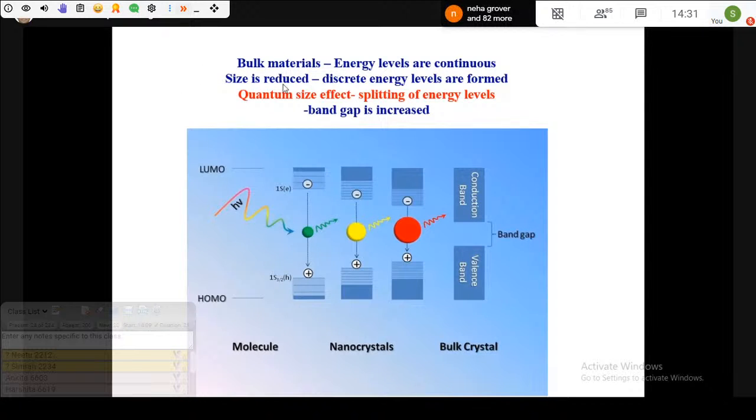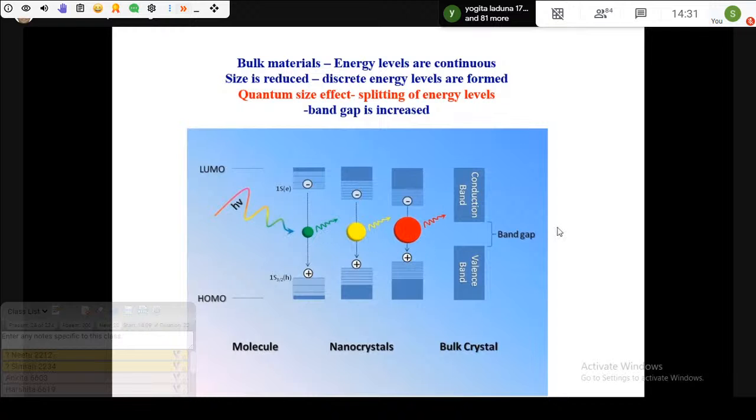But when size is reduced, what do we see? Discrete energy levels are formed. And the quantum size effect comes in when there are only a few atoms, because we are talking about only a few nanometers, or 1 nanometer. So at that time what will happen? There will be only a few atoms. So when there are few atoms, this effect comes.